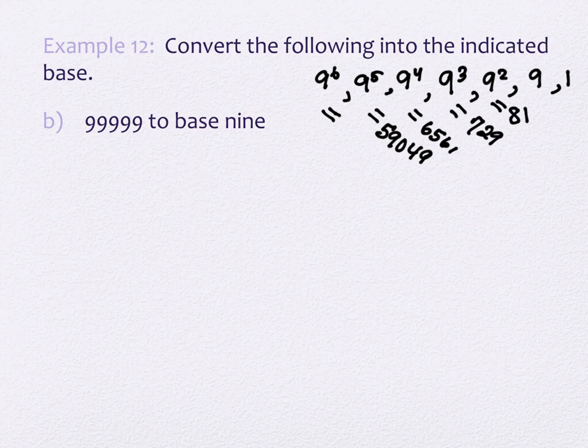Say it again for me. That's wrong. I don't have this one written down, so. 531,441. Oh, isn't that what you said? That's what I said, okay. You're right. Okay, cool.